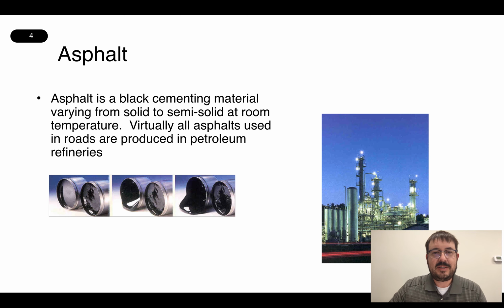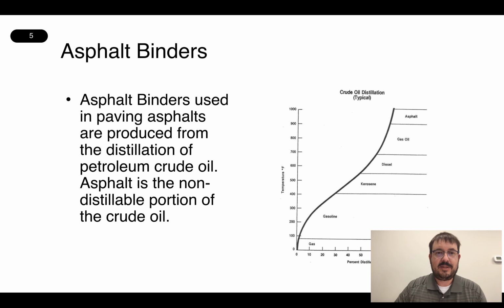Asphalt is also extracted from crude oil. It's produced in the distillation process of these crude oils in an oil refinery. And it's important to know that not all crude sources are the same and not all refining processes are the same. And this results in differing properties of different asphalt binders used in road construction.